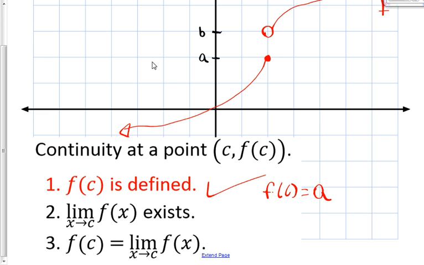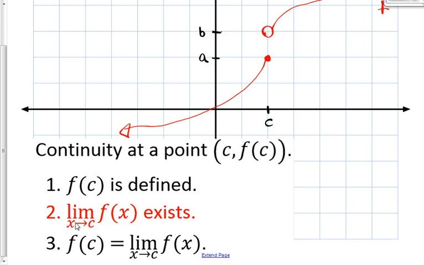The next thing we want to do is check the second criteria. The second criteria says that the limit as x approaches c of f of x exists. Well, let's see. If I'm approaching c from the left-hand side along the function f, it would seem to me the y values are approaching a. If I'm approaching c from the right-hand side, it would seem as though my y values are approaching b. So the limit as x approaches c of f of x does not exist.